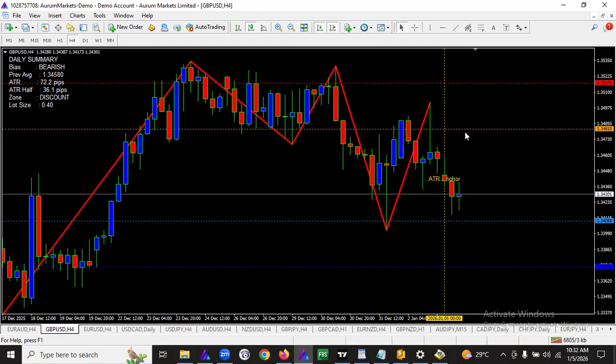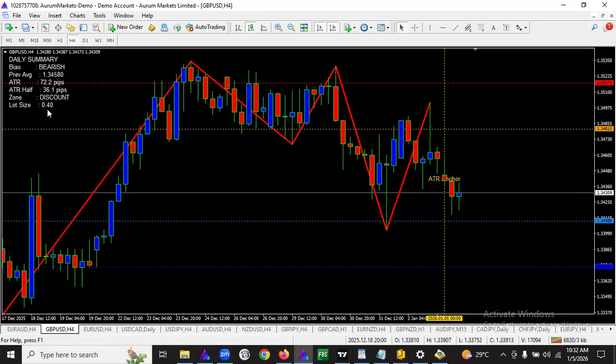So this is your entry level at the moment. But if price keeps dropping, this entry level will change. I hope that is clear. So if you want to sell, wait for price to pull back to this area before you sell. Simple.